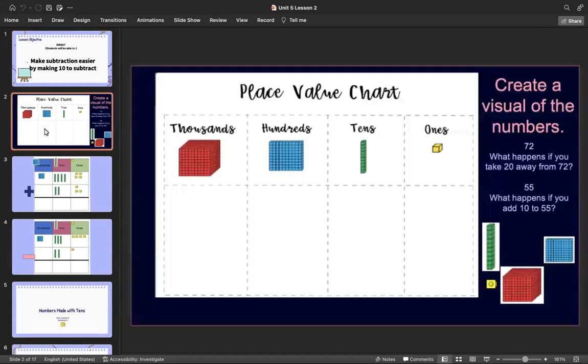Again, like any other class, we start out with our place value chart. We are looking at 72. What happens if you take 20 away from 72? Pause, work with your learning coach.